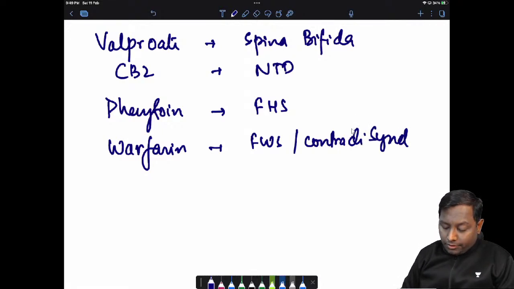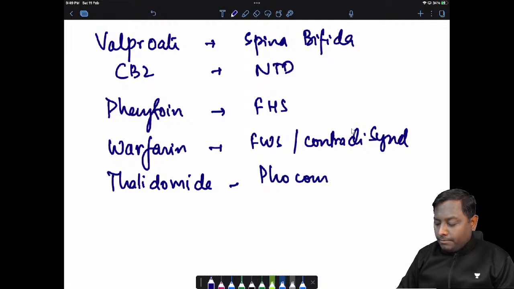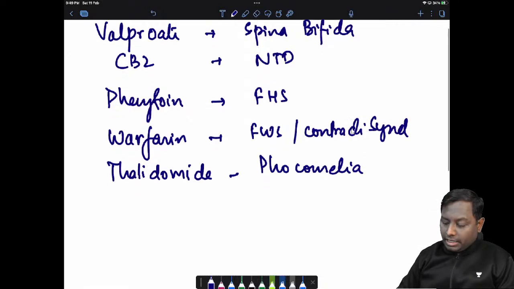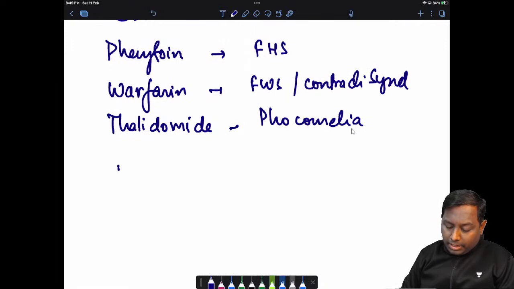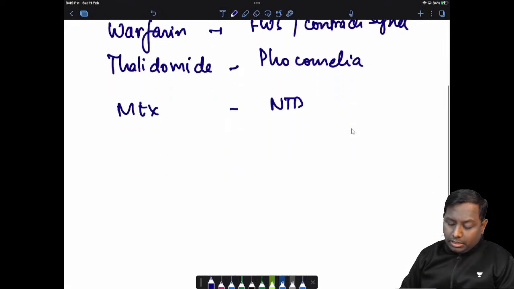Then what are the other teratogenic drugs? Thalidomide, I mean world famous, no? Thalidomide disaster, सबको पता होगा. This will be leading to a side effect known as your phocomelia, right? Phocomelia is a side effect. Then don't you know that drugs like your methotrexate, they can also produce teratogenicity like neural tube defect and all, can also be caused by this class of drug, right? They can also cause this teratogenic effect.